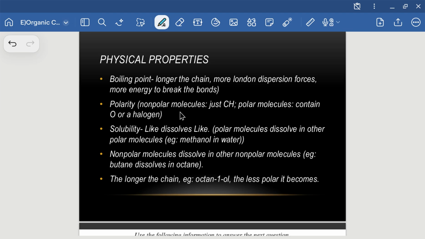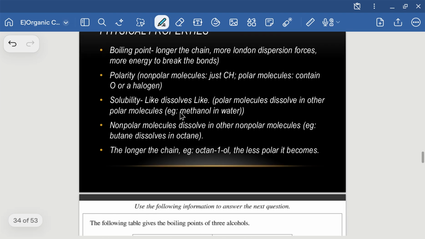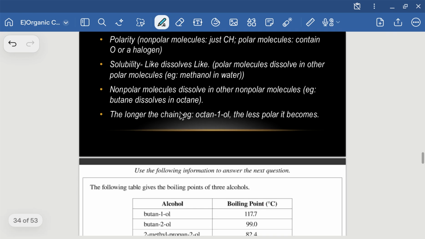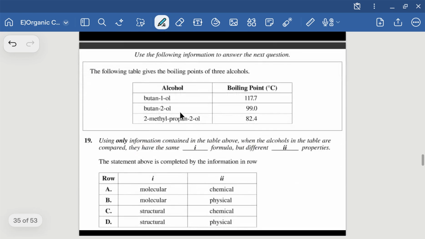So looking at question 19, starting to take in some of that information, you are using the information from the table. So we say we have butan-1-ol. You see that it has a high boiling point. Butan-2-ol, so just moving where that OH group is, the boiling point is a little bit lower. And then you add in a methyl group. So you still have 4 carbons, but they're just arranged differently. And now your boiling point's even lower.